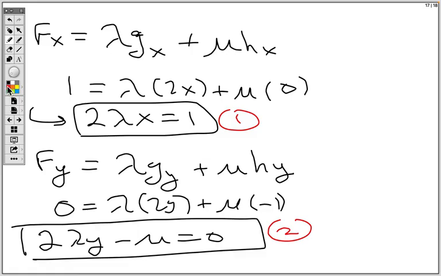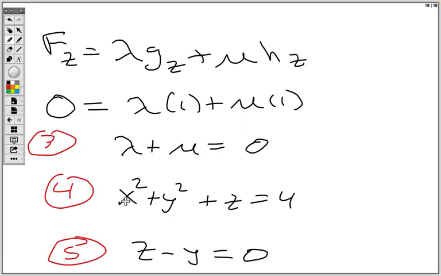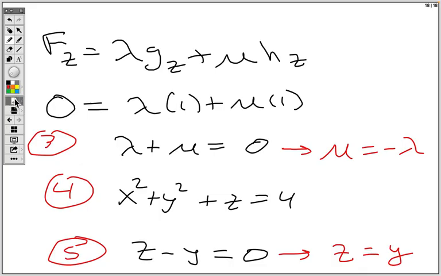Like, for example, equation 2, I can figure out what mu is in terms of lambda and y. Equation 3, I can figure out what mu is in terms of lambda. Equation 5, I can get z equals y. So at this point, it's just really however you want to go about it. You're spoiled for choice here. So these two, we can plug these into the other equations. So let's do that. Let's plug this one. So we go back to equation 1.